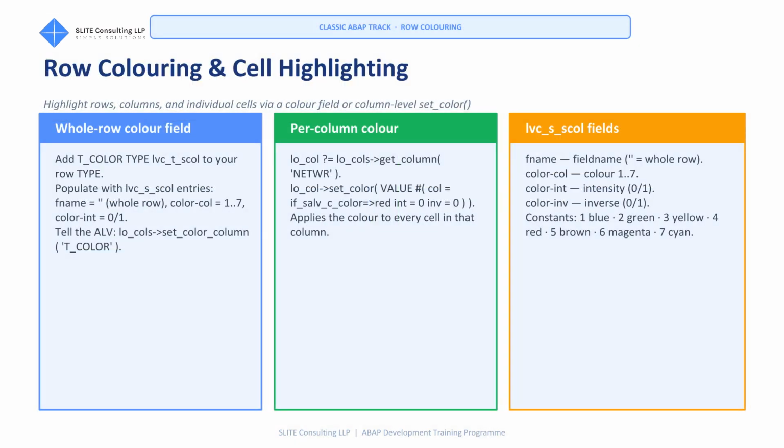Row coloring in the OO API works through a color column in your output table, just as in Module 02. Add a field of type LVC_T_SCOL to your type structure. Populate the color table for each row while building the output, setting the fname field for cell level coloring or leaving it empty for whole row coloring, color-col for the color number 1 through 7, and color-int for intensity. Then call set_color_column on the columns object to register the field name. The same constant set you used in the functional API applies. Color numbers map directly to the standard SAP palette, so a row marked color-col equals 3 renders in the same yellow as it would have under the functional API.